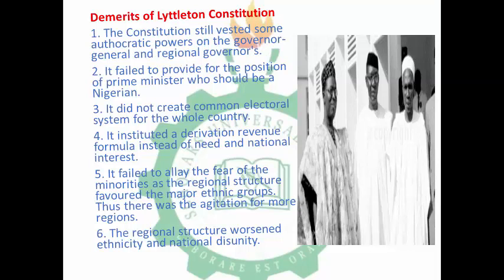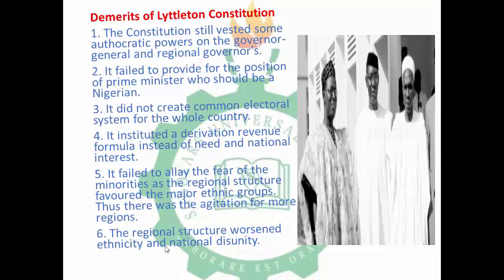Then the sixth one is that the regional structure encouraged ethnicity and national disunity. As we had different regions, different political administrators, premiers, civil service and public service, as well as the fact that the revenue was based on a derivation formula, it brought about some degree of disunity and ethnicity in the society, which even up to date, despite the fact that we have a federal character in place, we still face. So that has also become a serious challenge, even up to date in Nigeria.